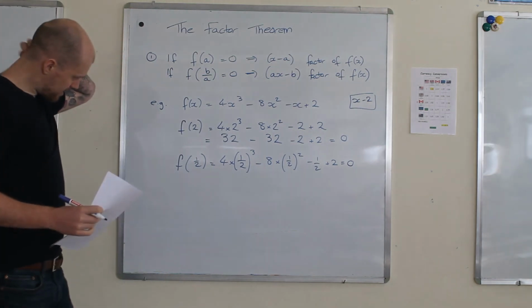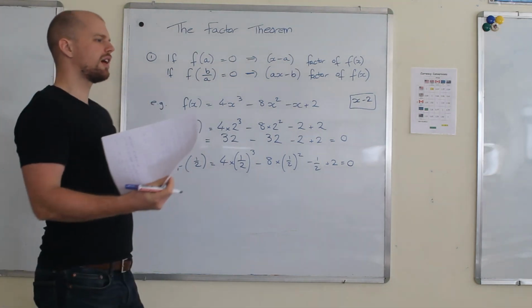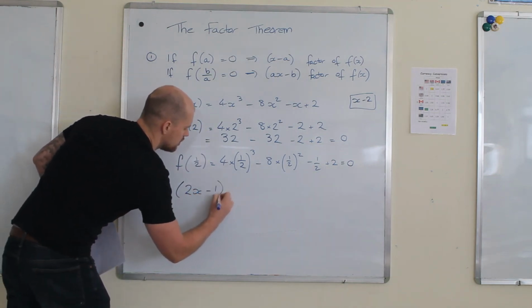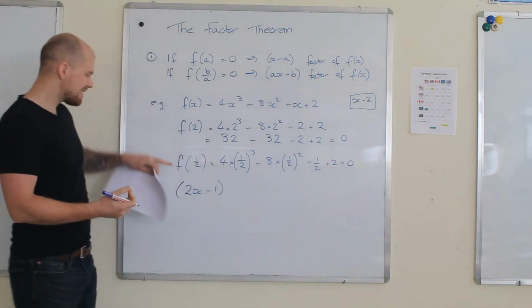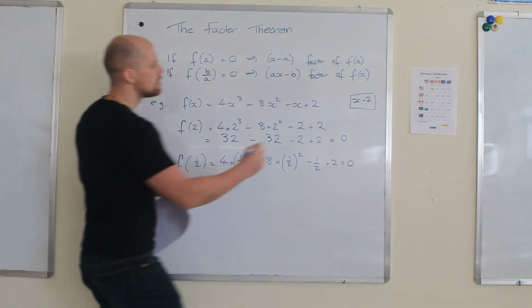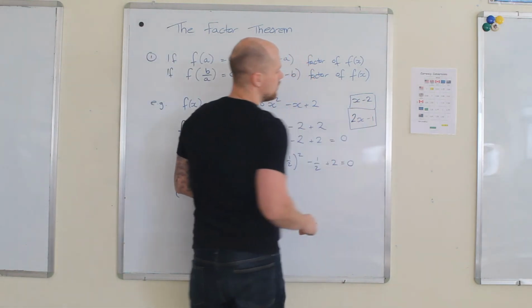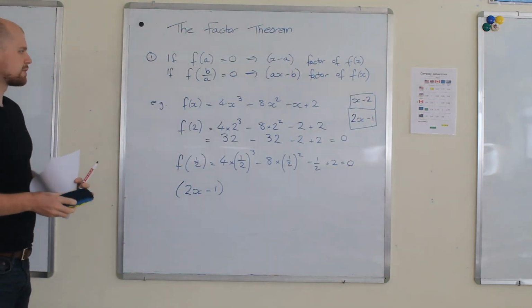Now what that means is, if it's f of a half, if you think about when you're solving a quadratic, if you had 2x minus 1 and you put it equals 0, that would give you x equals a half. That's exactly the same thing as we've done here. So 2x minus 1 is my other factor. Those are my two factors, so x minus 2 and 2x minus 1.